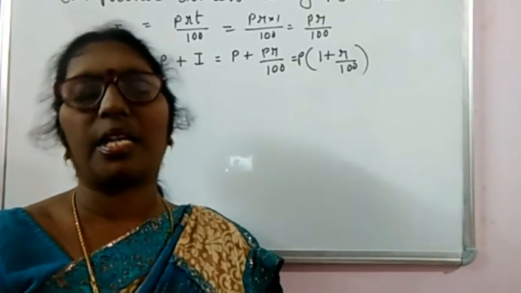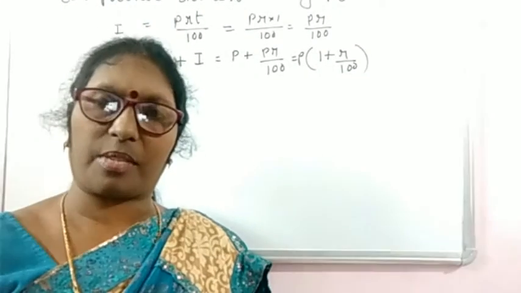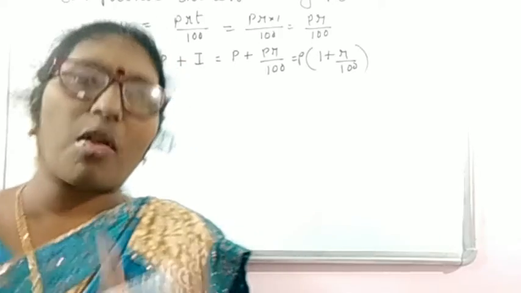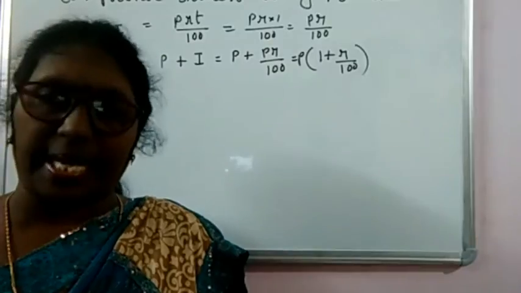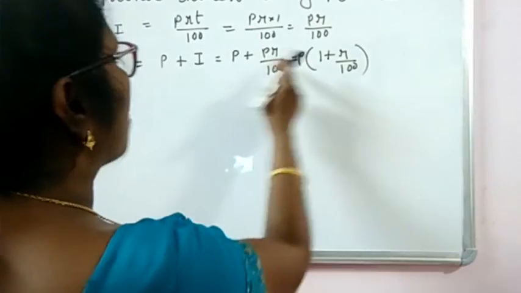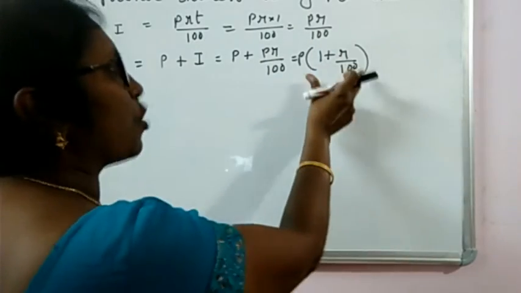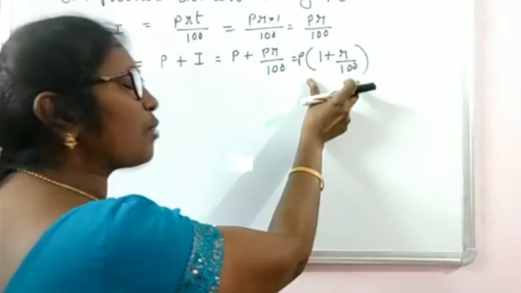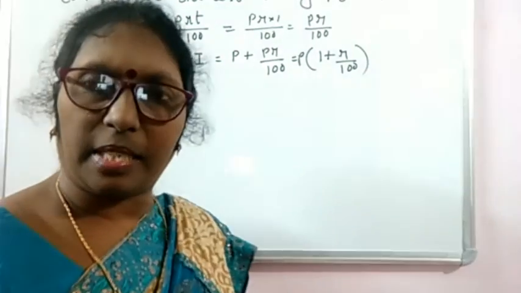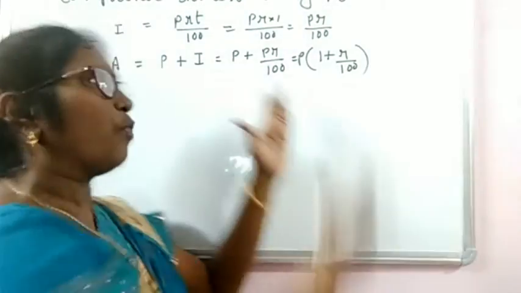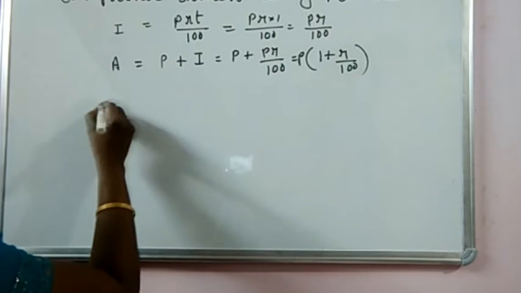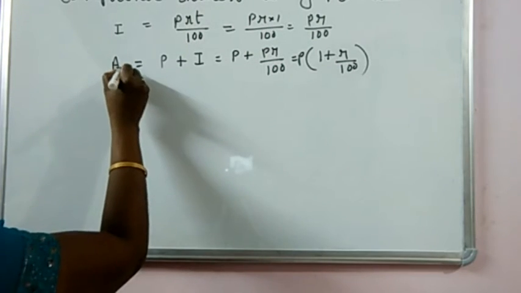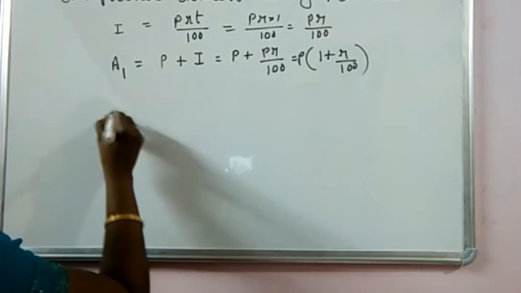For the second year, if you want to find the interest, the amount after 1 year will be the principal for the second year. This is the amount after 1 year. So for the second year, this one will be the principal for the second year. This is A1, amount at the end of 1 year.